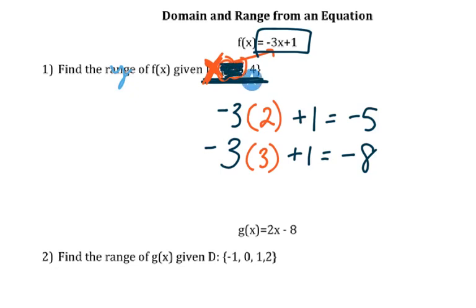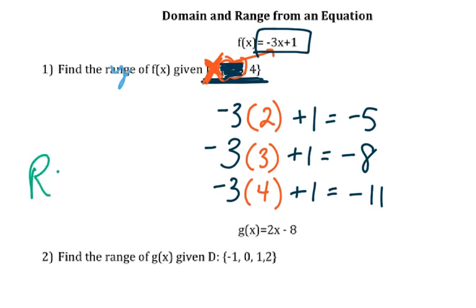Last but not least, we take this 4, we plug it in for domain, which is x. So I write it down, -3. Instead of x, x is 4. And then it says plus 1. -3 times 4 is -12. -12 plus 1 is -11. So what this means is that when my domain, my x's, were these numbers, my range are the numbers -5, -8, and -11.